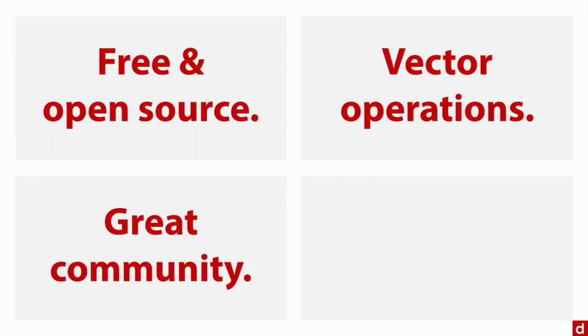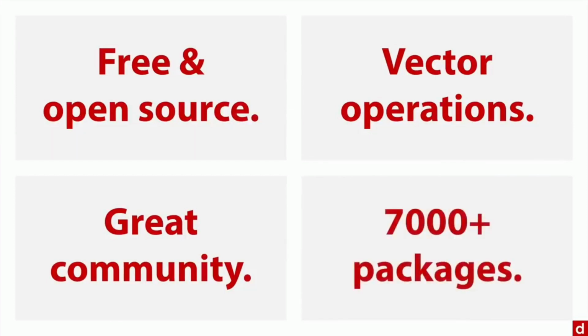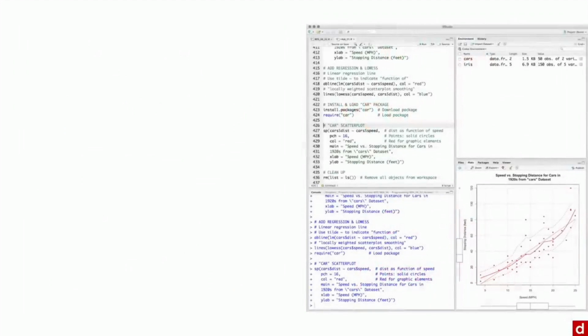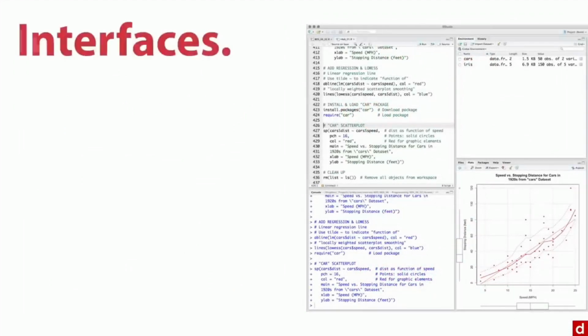And probably most importantly, R is very capable on its own, but there are 7,000 packages, actually it's many more than that, 7,000 packages that add capabilities to R. Essentially, it can do anything. Now, when you're working with R, you actually have a choice of interfaces.